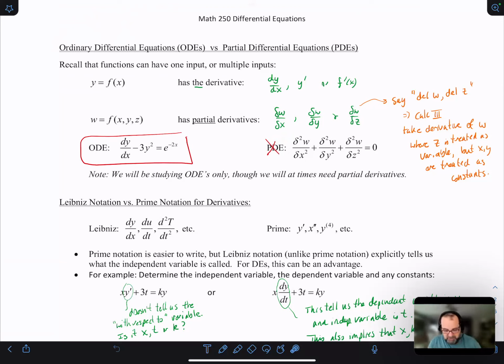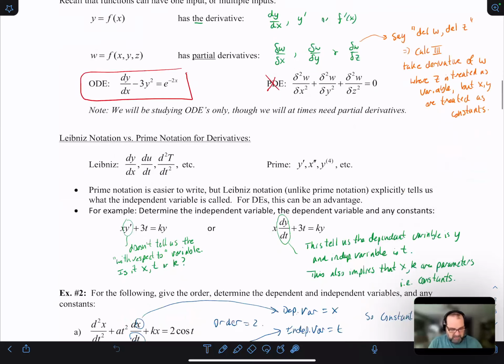The good news here is we are not studying PDEs in this course, so we will not be talking about how to solve these things, but we will need some of this concept from Calc 3. The idea of a partial derivative is something we will run into in this course. Even if you've not had Calc 3, it is not terribly difficult, and we will talk about it and learn about it when we get there. So we are only studying ODEs in this course, not PDEs.